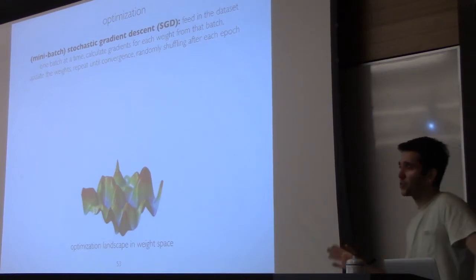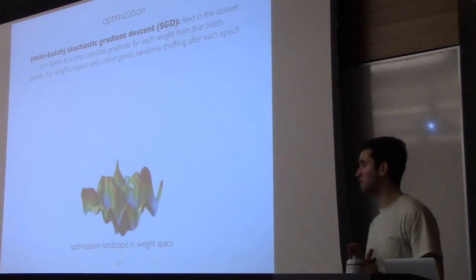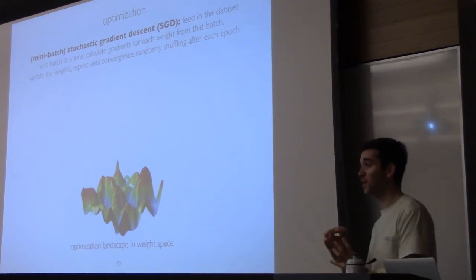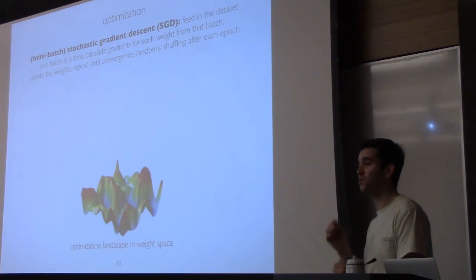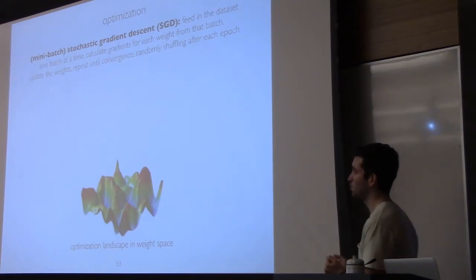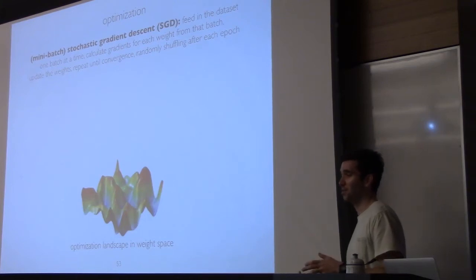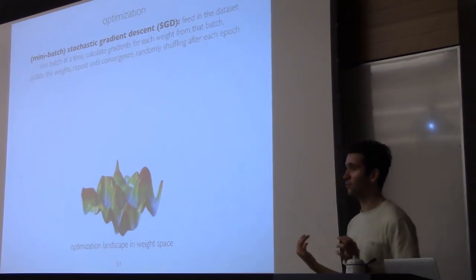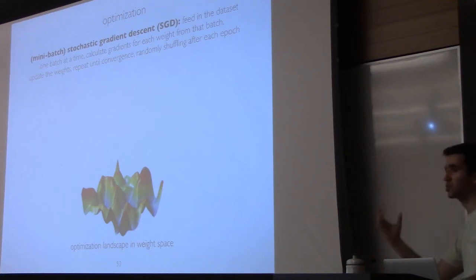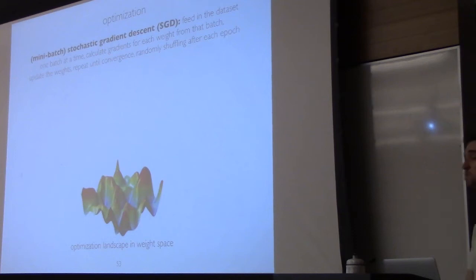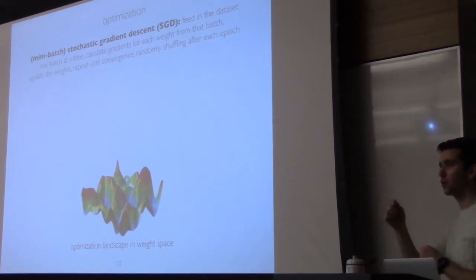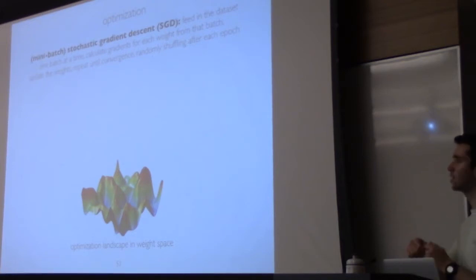Normal stochastic gradient descent is, I'm going to feed in one example and get the gradient of the loss with respect to all the weights for that one example. Now what we're going to do is feed in a mini-batch, or a batch of examples. We're going to get the gradient for that batch, then use that to update the weights. And then at the end of each epoch, after we go through the entire data set, we're going to shuffle our examples, and then use this new ordering of examples to train.